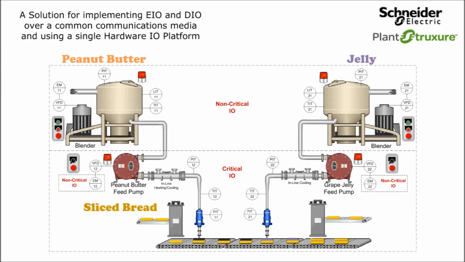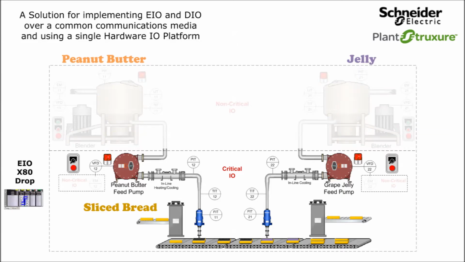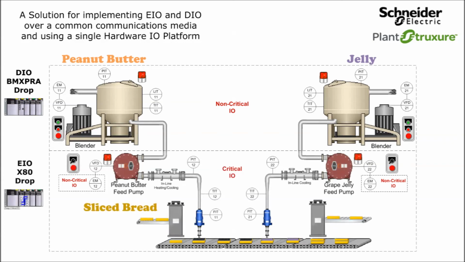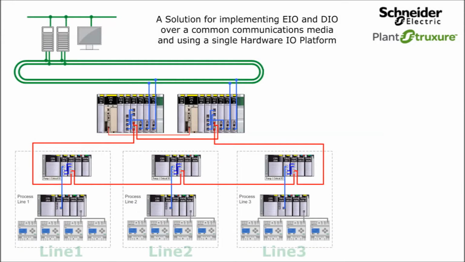In this imaginary automated sandwich assembly line, the application of the peanut butter and jelly to the sliced bread is controlled by an X80 EIO drop, which requires high-speed I/O response. And the non-time critical I/O will be controlled by the X80 DIO drop. Because peanut butter and jelly sandwiches are so popular, the system has 3 assembly lines, and these will be referred to as Line 1, Line 2, and Line 3.